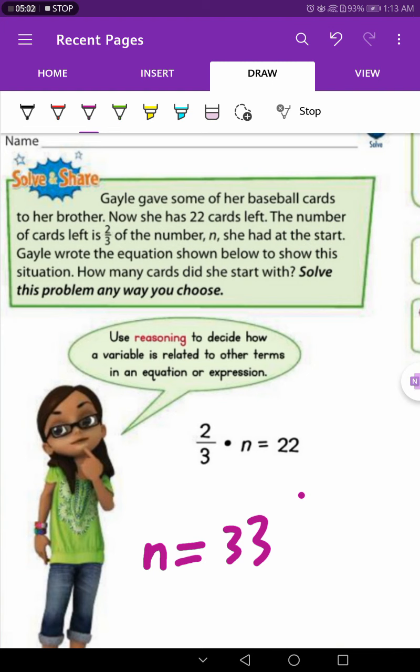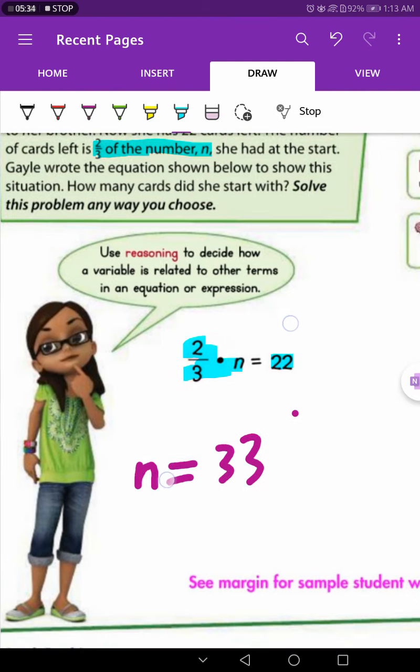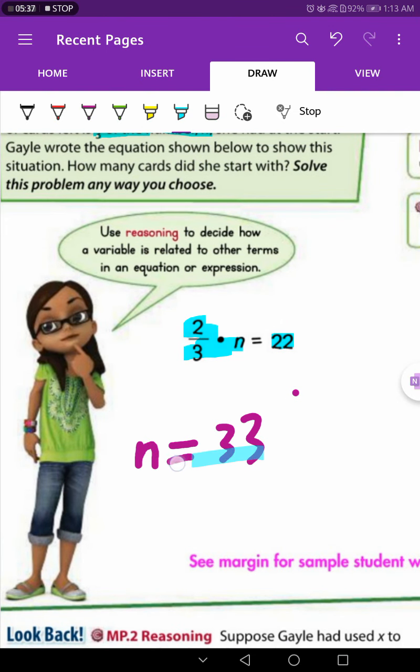Let us come back to the question here, the solve and share. Gally gave some of her baseball cards to her brother. Now she has 22 cards left. The number of cards left is 2 over 3 of the number n. From here, we get this equation: 2 over 3 of n equals the number left, which is 22, and the value n equal to 33 makes this equation true.